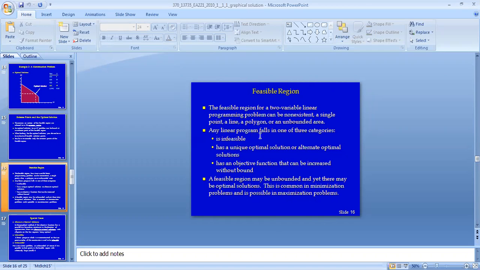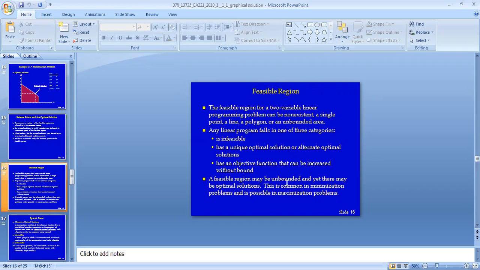So any linear programming problem falls in one of three categories, remember it. This is the limitation of linear programming. It may be infeasible, that means there is no feasible region, that means there is no solution. It has a unique optimal solution or alternative optimal solutions, that means it may have more than one solution, or it has an objective function that can be increased without bound. There may be another characteristic of the objective function, which will be increased without bound.